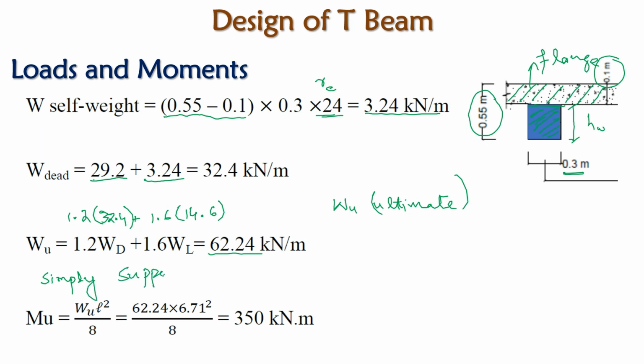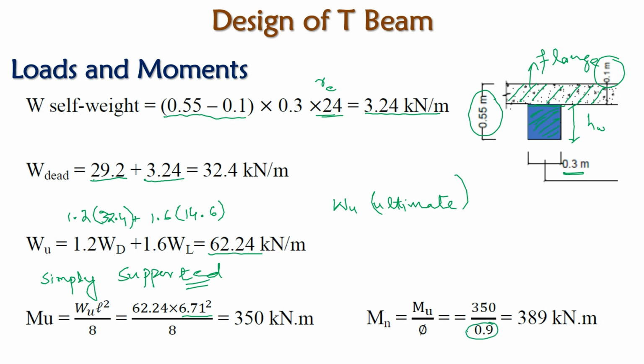Because our beam is a simply supported beam, the moment is determined by Wu, the factored load, times the span of the beam squared divided by 8. The span of the beam here is 6.71 meters, meaning the length of the beam, not the spacing between the beams. So the length of one beam is 6.7 meters. In this way, we get the ultimate moment as 350 kilonewton meters, and we want to determine the nominal moment, which is determined by dividing the ultimate moment by phi, and we assume that the value of phi at the initial stage is 0.9. So our nominal moment will be equal to 389 kilonewton meters.